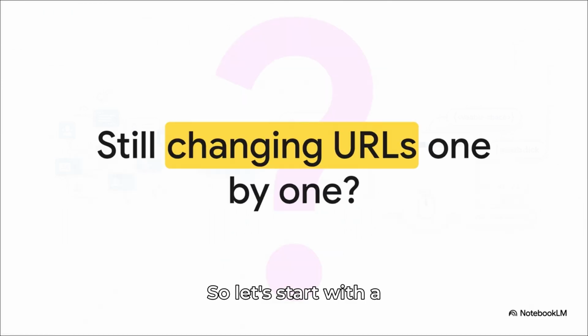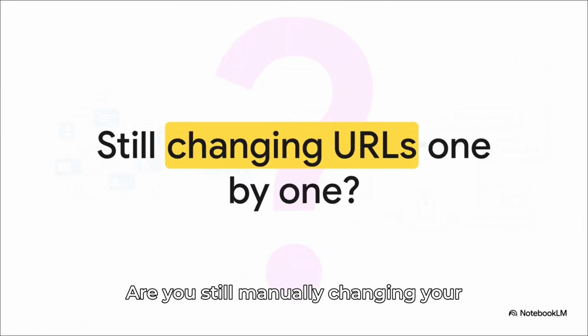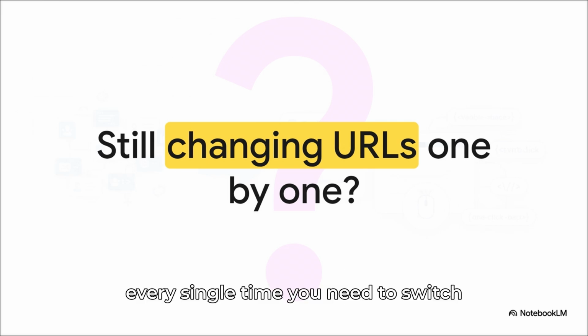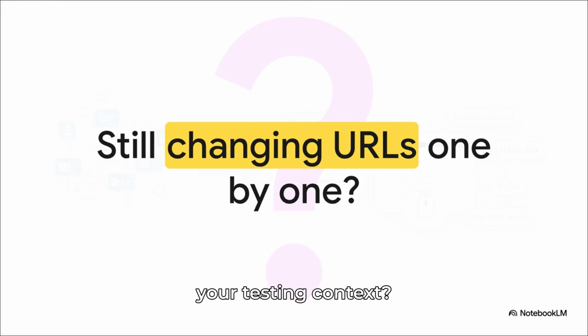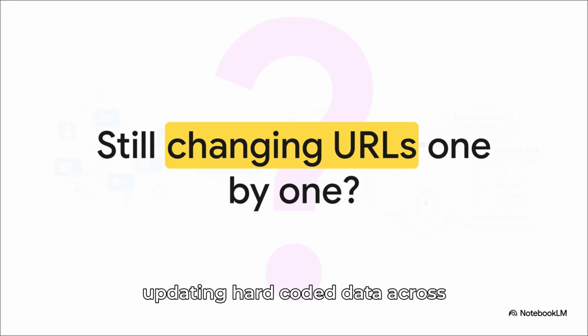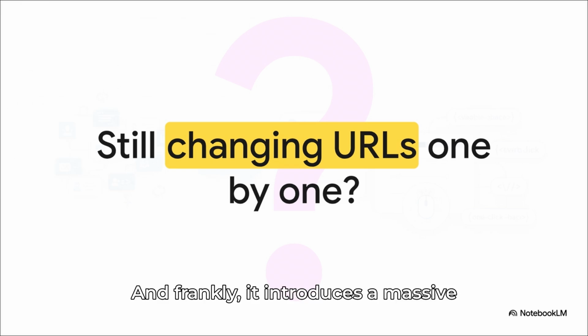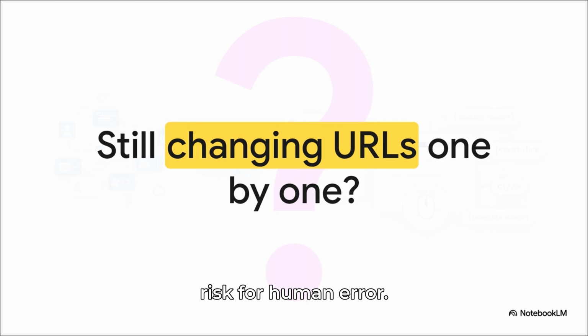So let's start with a really honest question. Are you still manually changing your base URLs one by one every single time you need to switch your testing context? Going from a dev server to staging and then to prod? It is such a remarkably common pain point. You end up wasting valuable development time updating hard-coded data across dozens of requests, all just to test the exact same functionality on a different server. It completely breaks your flow, and frankly, it introduces a massive risk for human error.